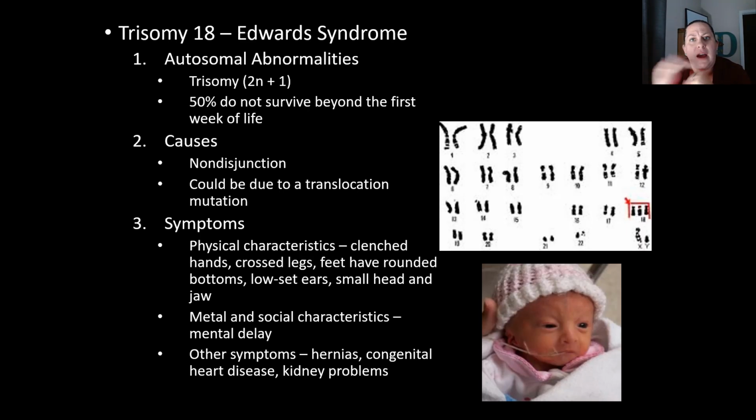Their feet have rounded bottoms instead of flat bottoms. They tend to have lower set ears, small head, and jaw. Now, guys, having that smaller jaw in both cases with Patau and Edwards can cause feeding issues, especially with latching, with lactation, or also bottle feeding. Mental and social characteristics is that they do have a mental delay. Other symptoms, hernias, congenital heart disease, and kidney problems. So again, it depends on the severity of their heart issues, their kidney issues, whether they can eat well enough that's going to help with their potential survival rate.